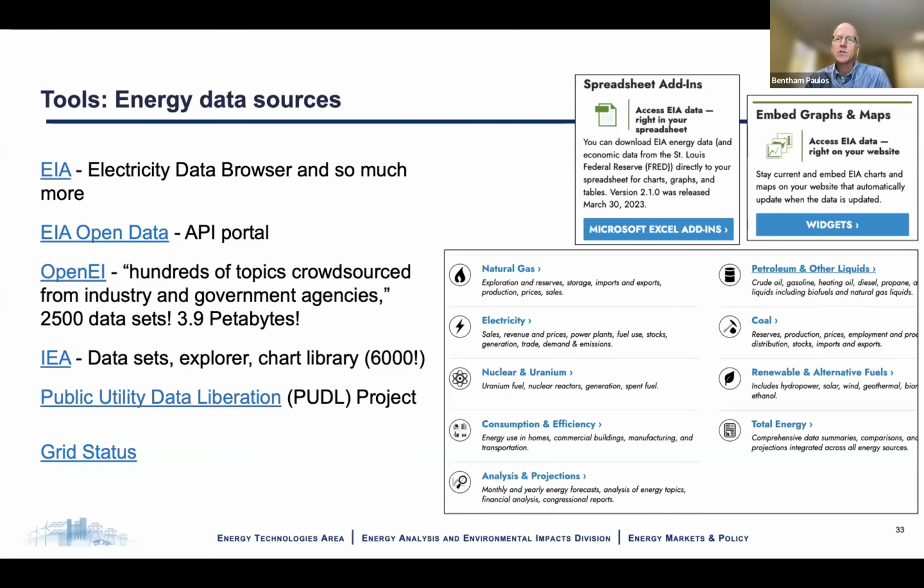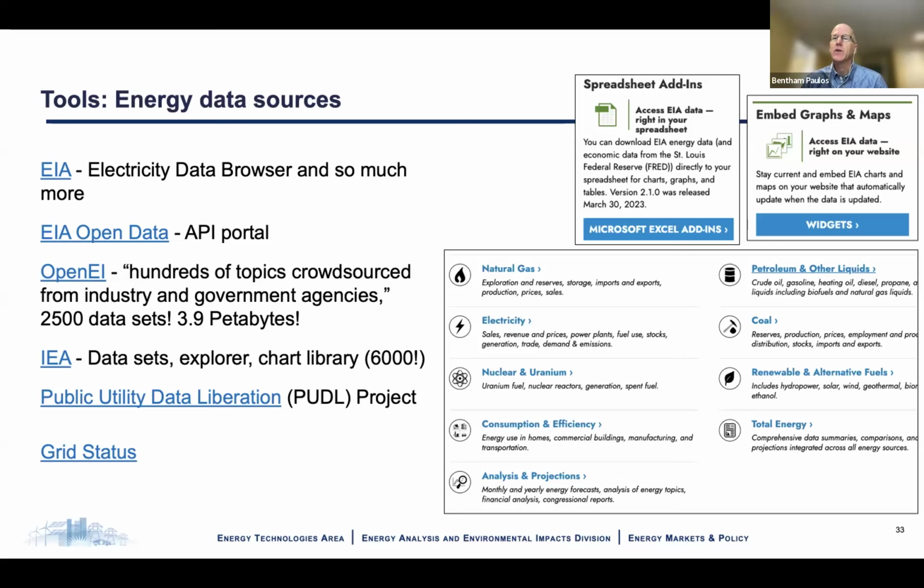So, energy data sources, there's a lot going on. As I mentioned already, the electricity data browser from EIA. EIA has lots and lots and lots of data sets that are available for download or through access through an API. The Open Data is their API portal where you can connect your software to their data directly.